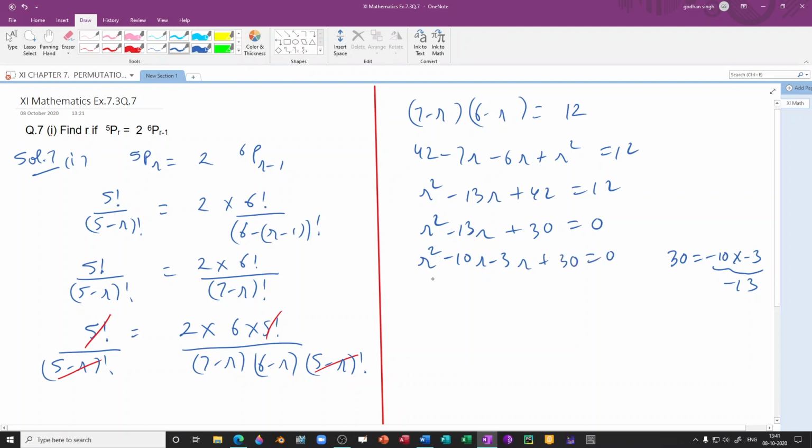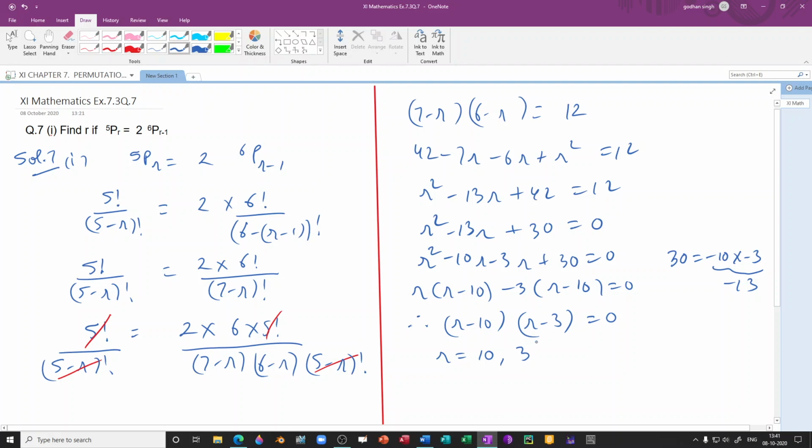So taking r common from the first two terms, we'll get r into (r minus 10). Then taking minus 3 common from the third and fourth terms, we'll get minus 3 into (r minus 10) equal to 0. Therefore, (r minus 10) into (r minus 3) equal to 0. And solving this, we will be getting r equal to 10 or 3.